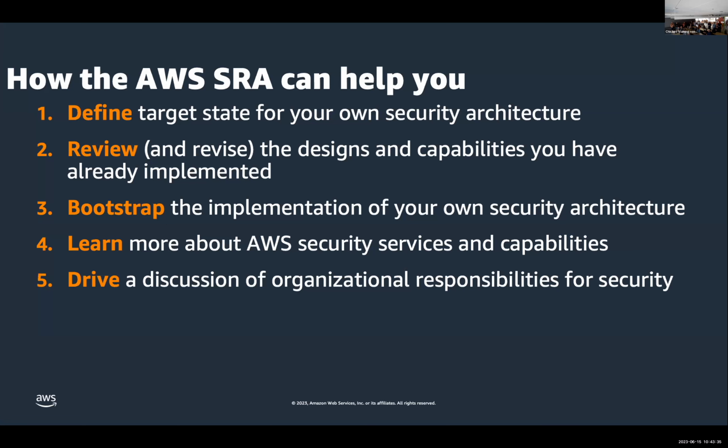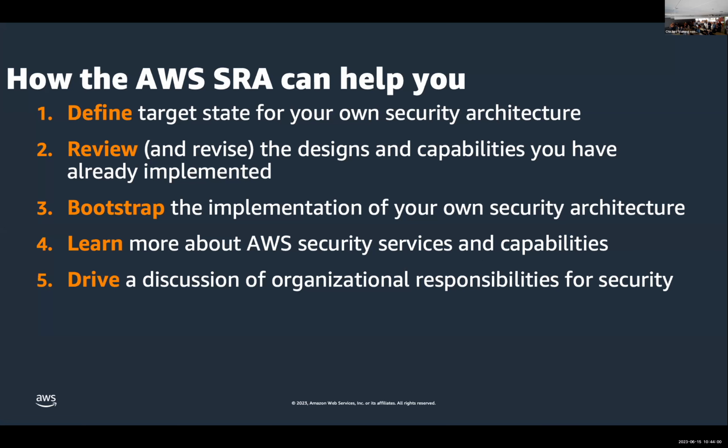But what if you already have your own security architecture? In this case, you can use the AWS SRA as a reference to review your existing security architecture against it. By assessing what you have against it, if things are quite similar, you can be more confident that the choices you have made are aligned with what we normally recommend.